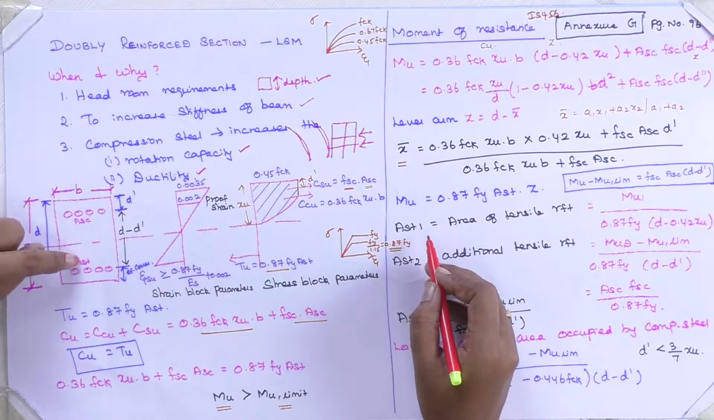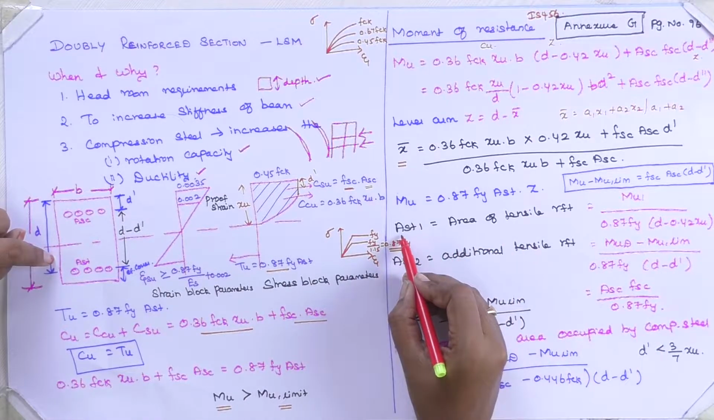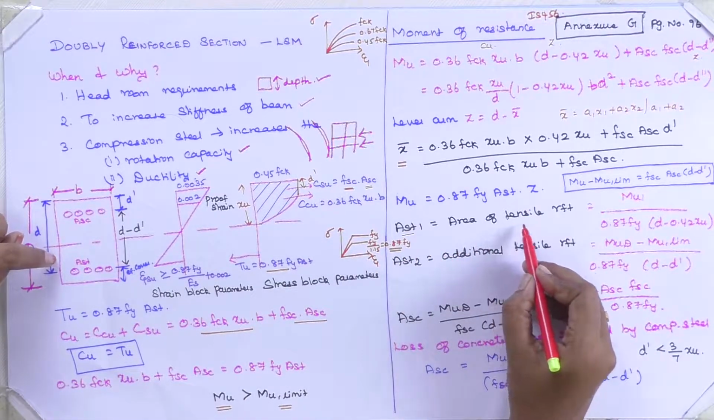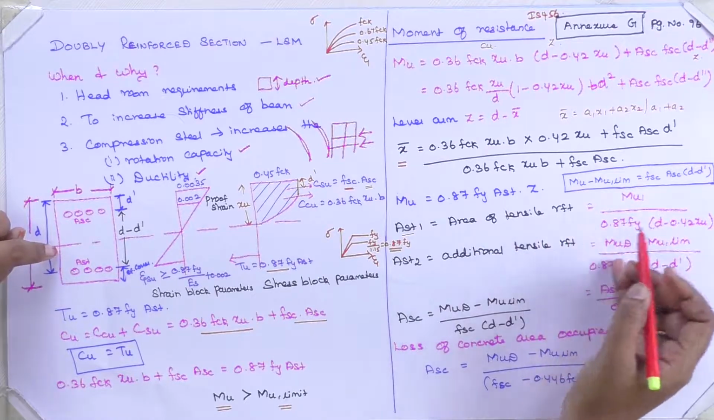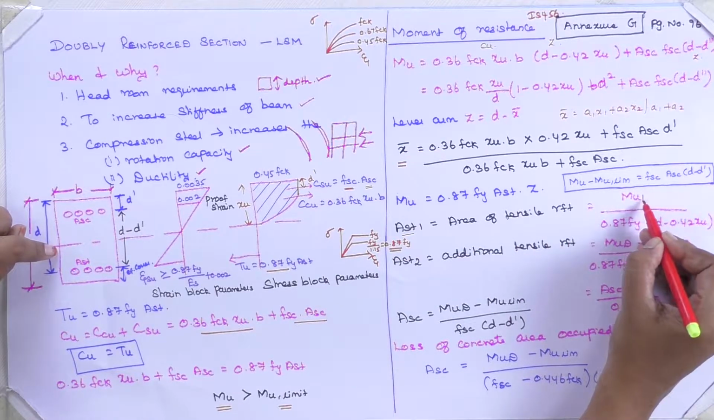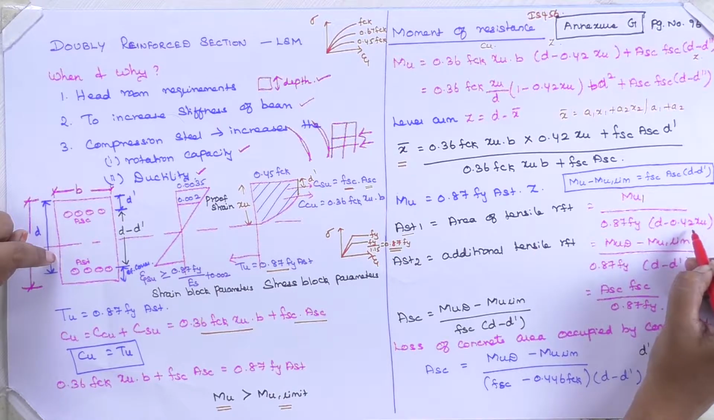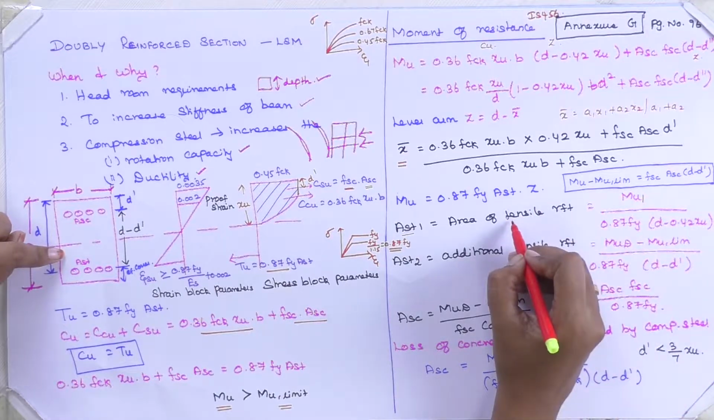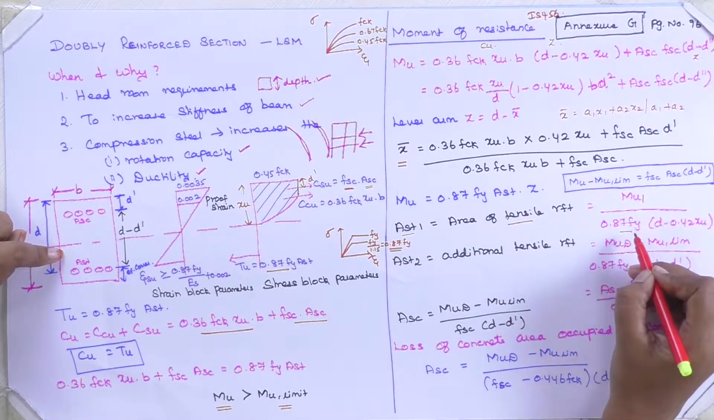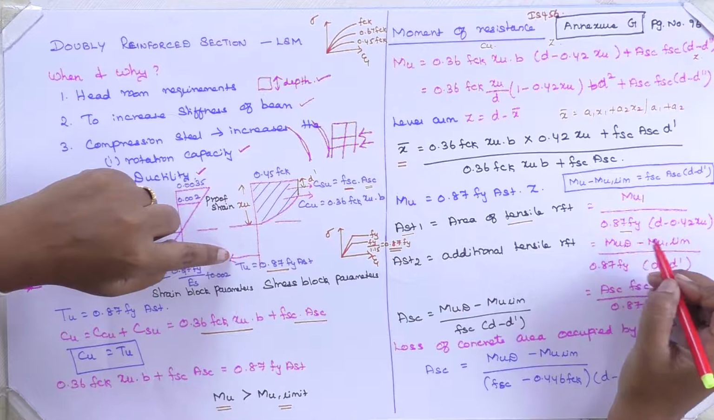How to provide the two types of reinforcement? Ast1 is nothing but area of my tensile reinforcement. We can write Mu1 divided by 0.87 fy into (d minus 0.42 xu). We can take in this fashion, that is for tensile reinforcement. That's why we are using the tensile stresses over here.